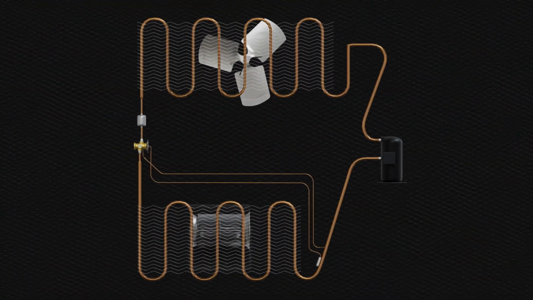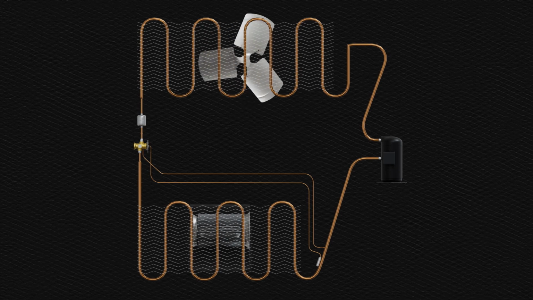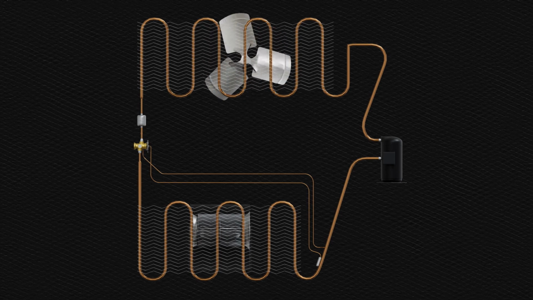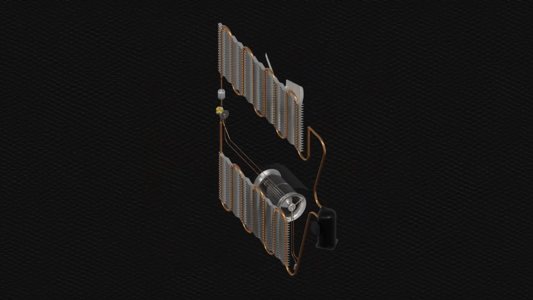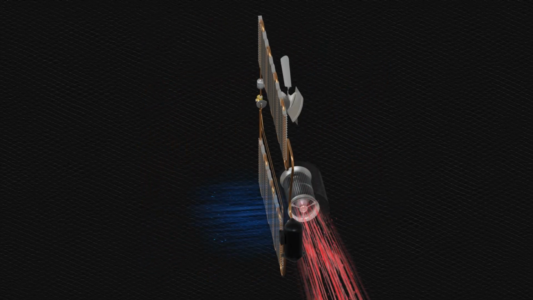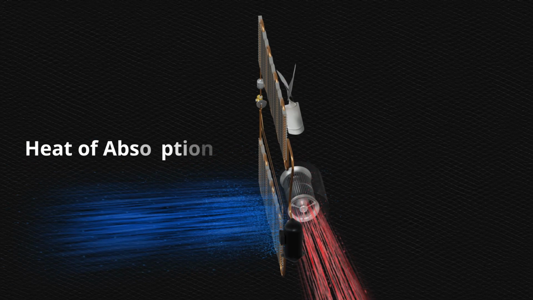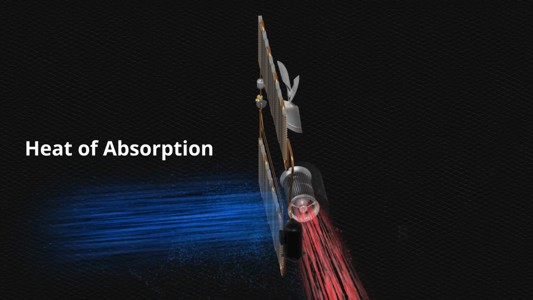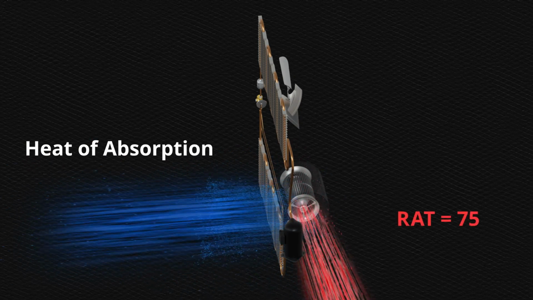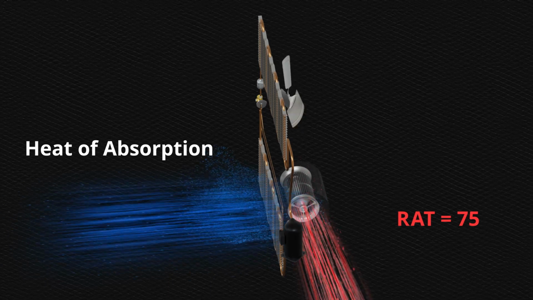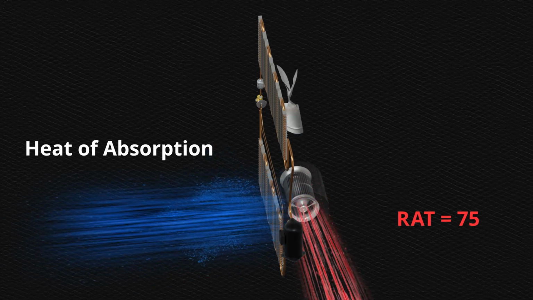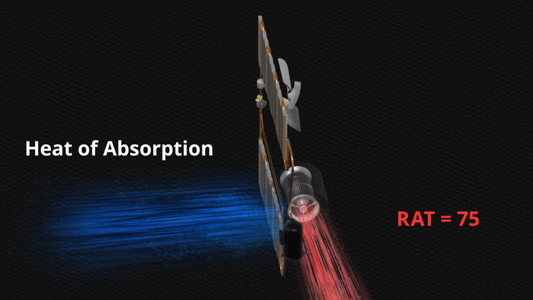A refrigeration system transfers heat. Heat will flow from points of higher temperature to points of lower temperature. In the evaporator, the heat transfer is known as heat of absorption. Heat is absorbed into the refrigerant because the return air temperature is greater than the refrigerant temperature. During this process, the temperature of the air will be lowered.